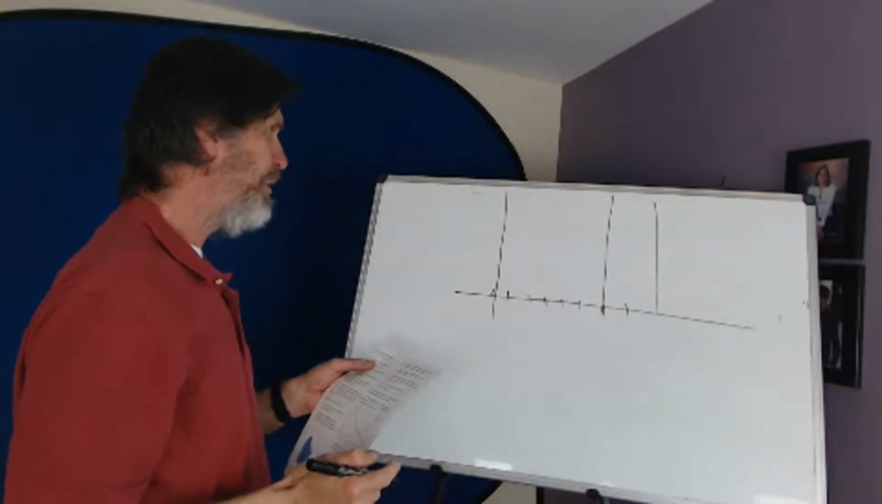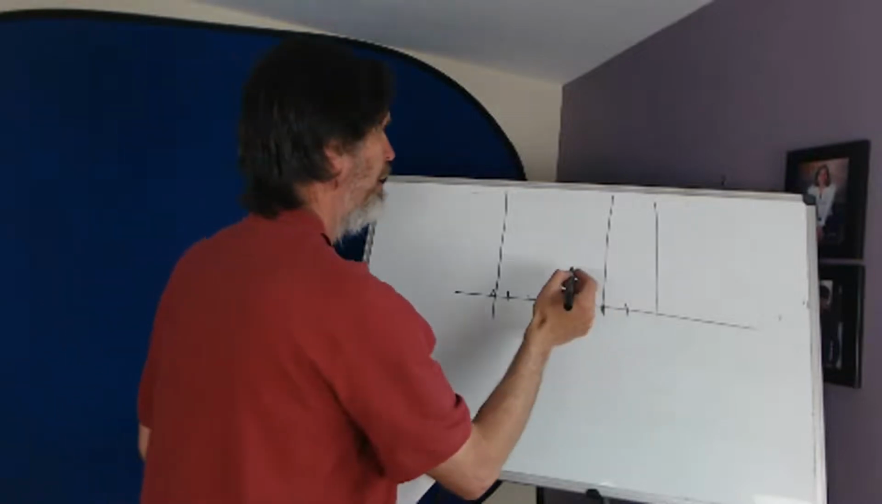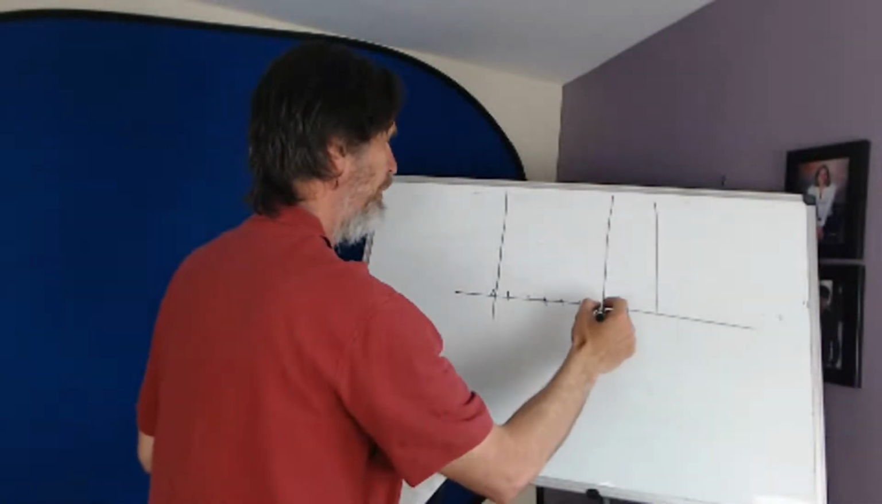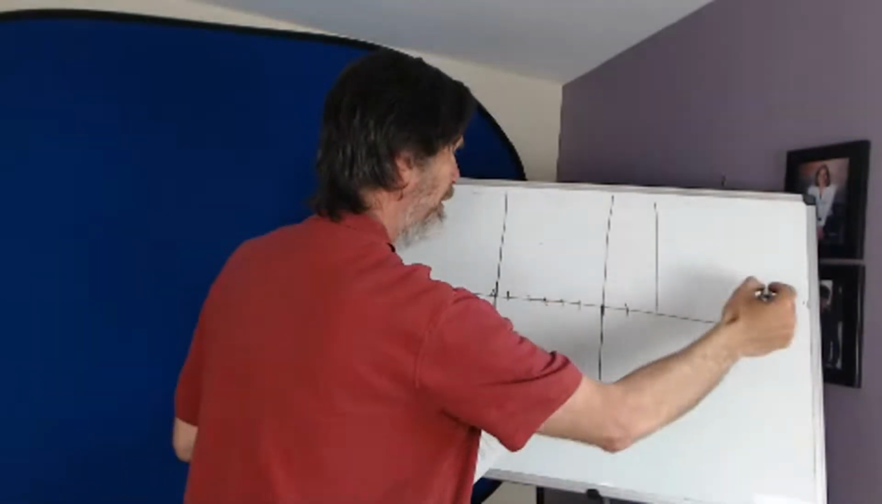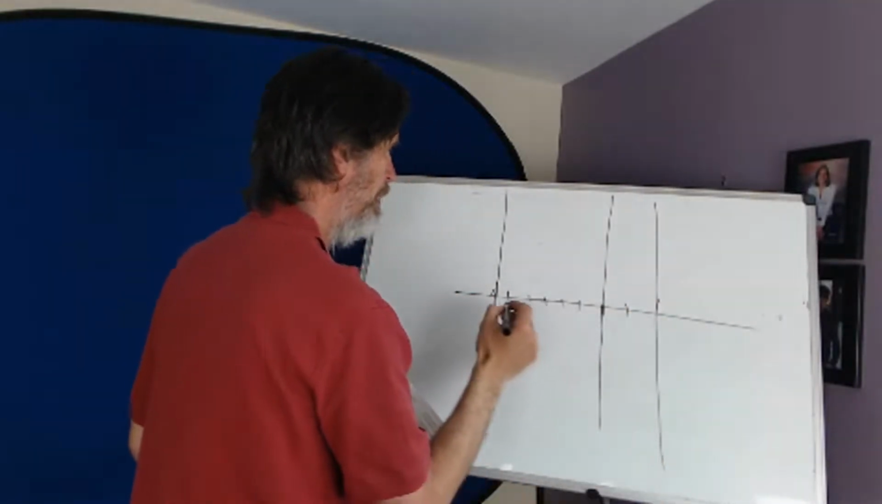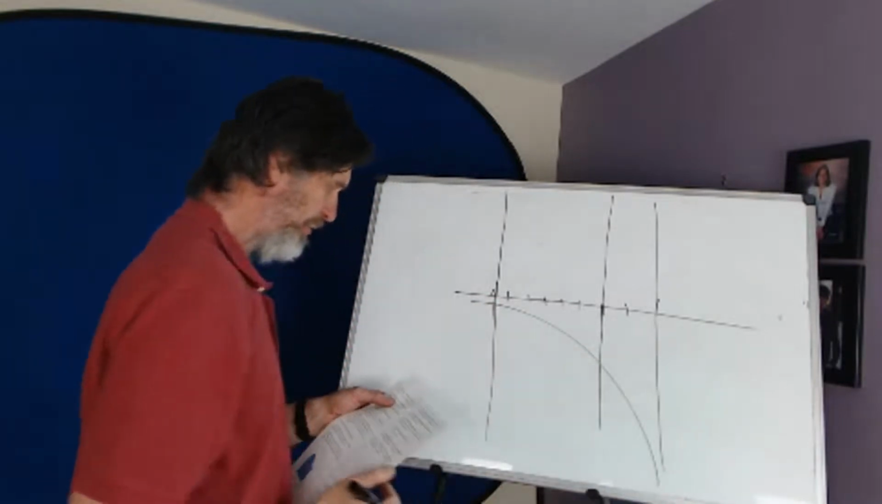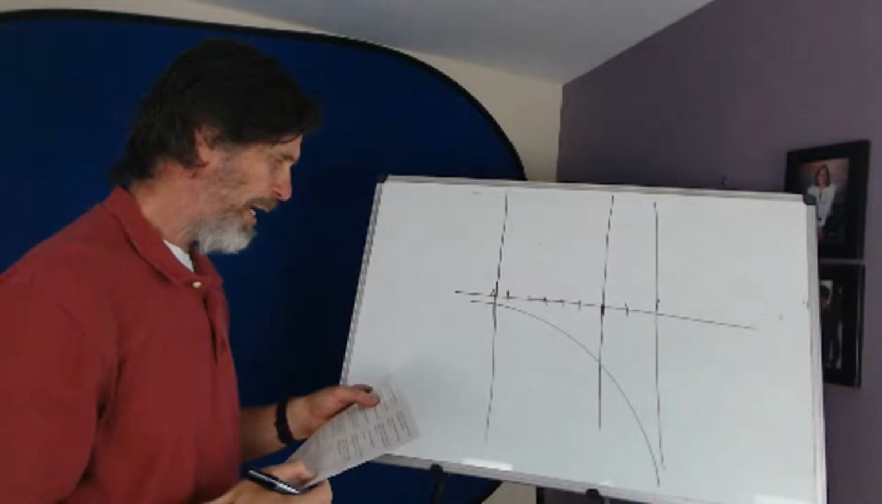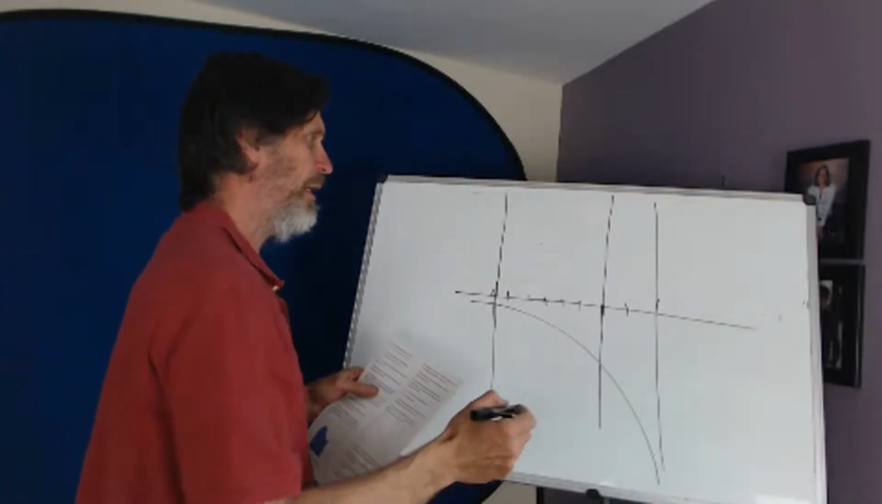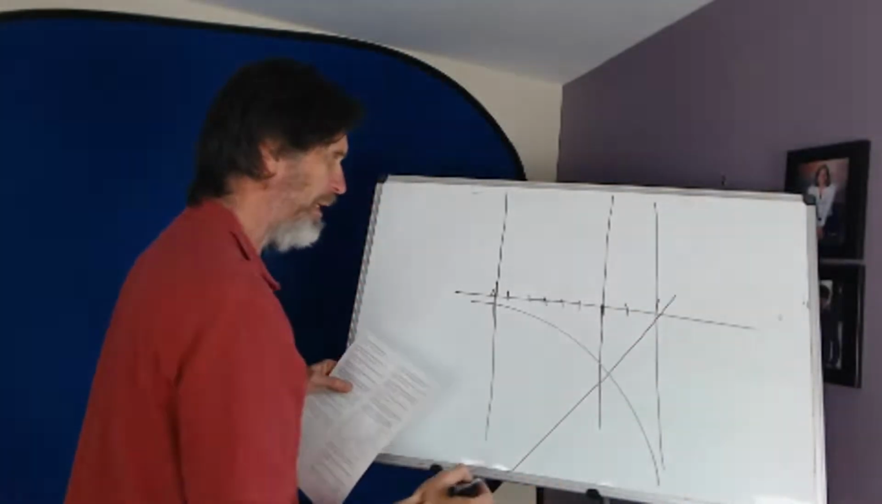g of x is 3 over x. Let's see, so that's got to be 3 over x and like this. It's going to be something like that, I guess. And then x minus 2. x minus 2 probably looks something like that.